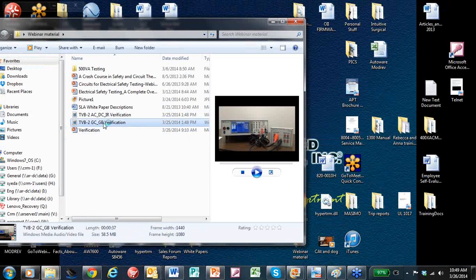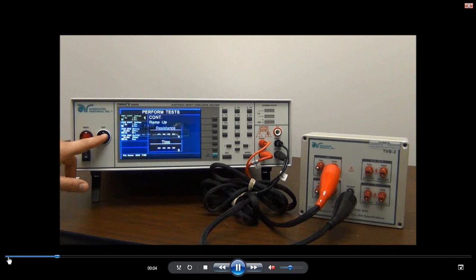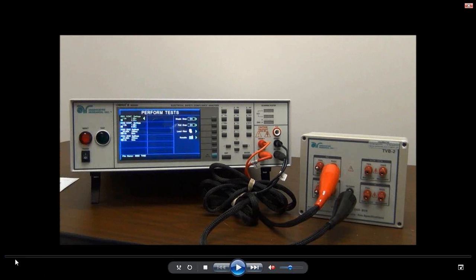So here, I'm going to play a video, and I'm going to pause it for a second just to tell you guys what we're going to be seeing here. Basically, in this picture, this is our Omnia 2 electrical safety compliance analyzer. This unit is capable of running all the tests that we've discussed thus far, starting from ground continuity, ground bond, AC, DC withstand, insulation resistance, and all types of line leakage tests. And here you can see we have our TVB toolbox hooked up to the Omnia unit.